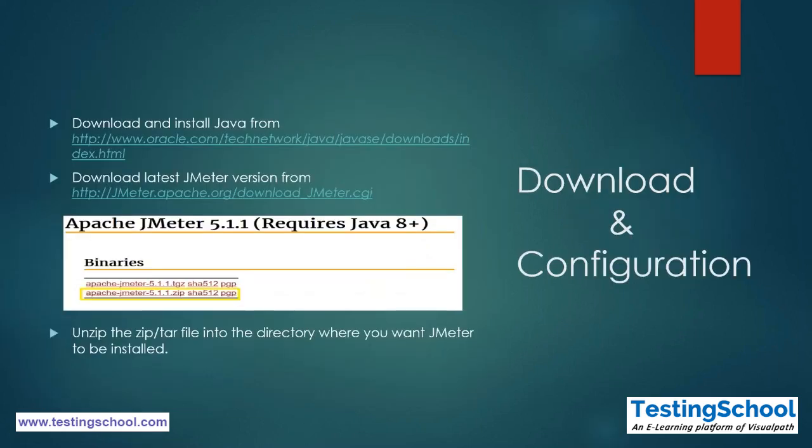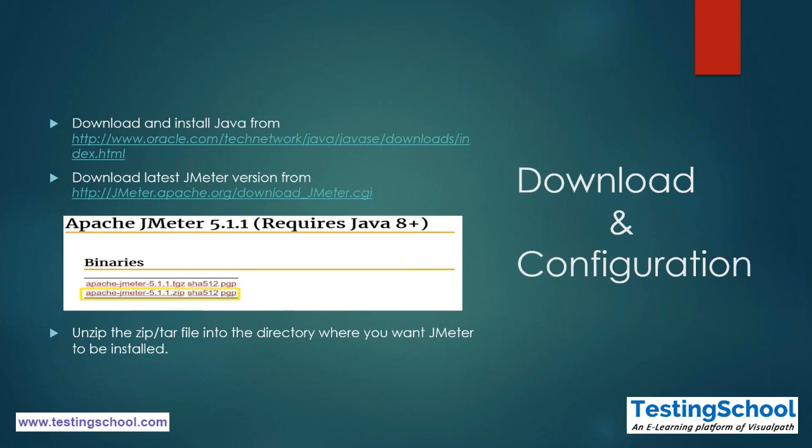So the next is how to download and install Java and how to configure JMeter. There are various steps, and these are very easy. Actually, installing JMeter is the easiest compared to other tools because it is a zip folder. You just have to download it and unzip it on your personal computer where you want to run the test.